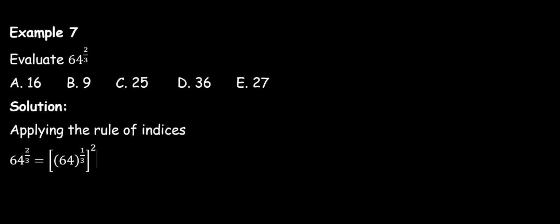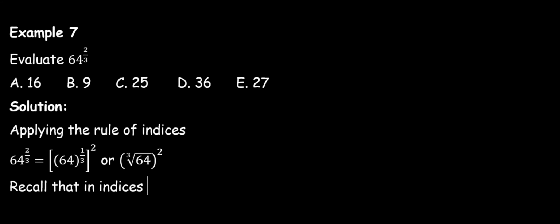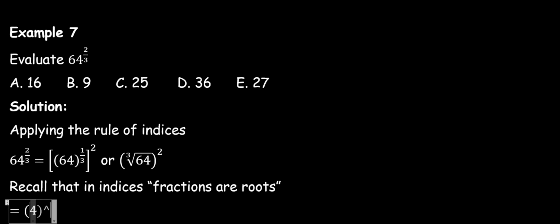Or we express it this way. We open our bracket, that will be 64 cube root, squared. Recall that in indices, fractions are roots. So we are talking about the cube root of 64, which will give you 4. And we open up our bracket and square it. That is equal to 16.